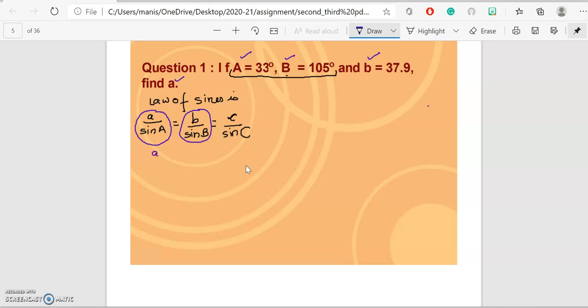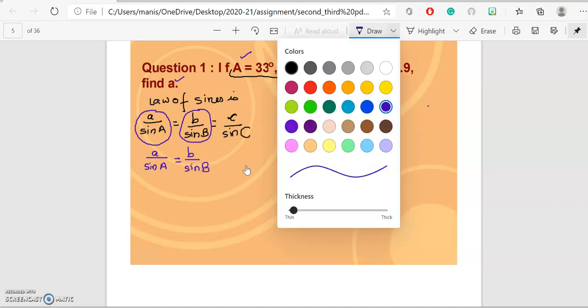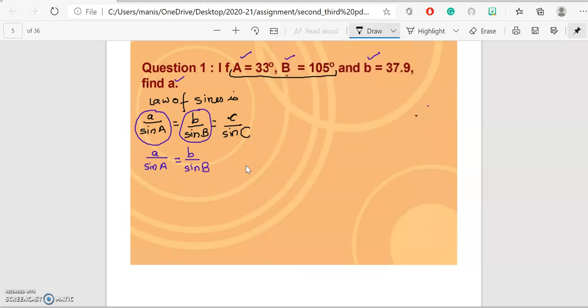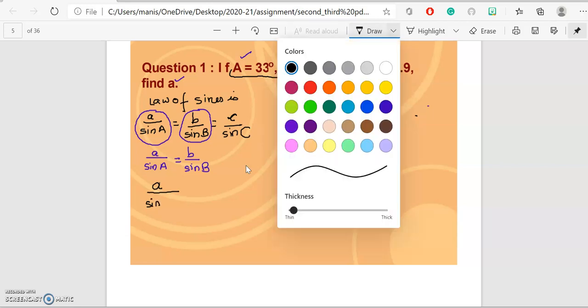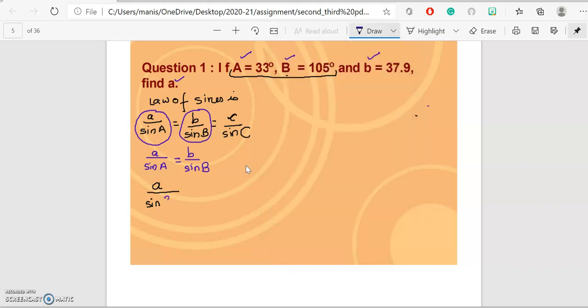So the ratio which we are using in this question is A over sine A is equal to B over sine of B. I will start substituting the values in this proportion. What is lowercase a? They have not given me lowercase a, so I have to find the value of lowercase a. What is the value of uppercase A? 33. So I will write it over here. Sine of what? 33 degrees.